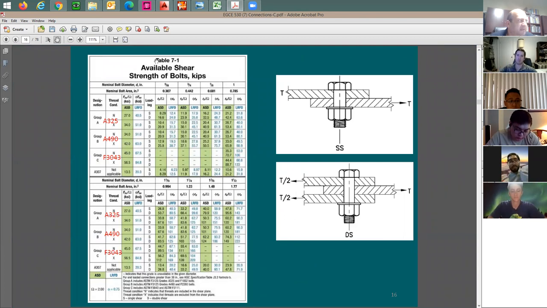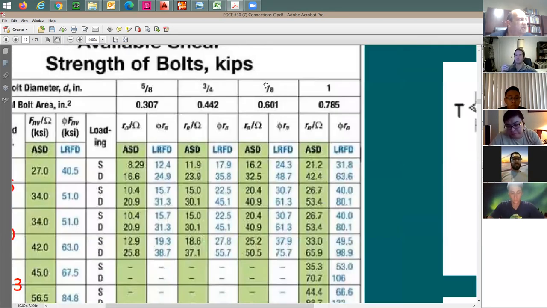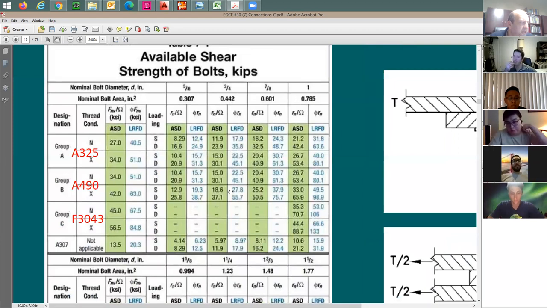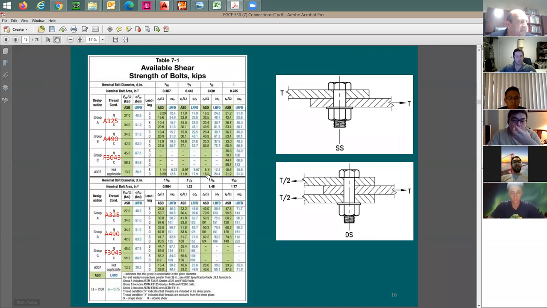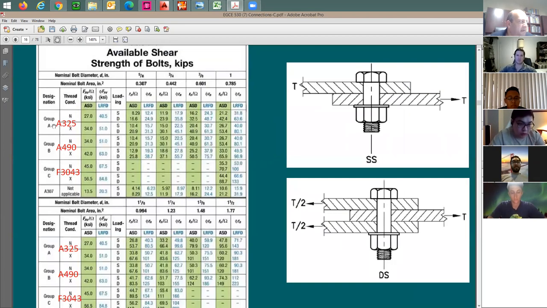We said that in this Table 7.1, the available shear is given directly to us. And this is actually going to be one table. You start here at 5/8 of an inch, and then you continue to 1 inch, and then 1 1/8 to 1.5. This piece of the table, you can just put side by side to this section of the table. Group A, like the A325, so I added the A325. As you see here, I added in red the A490, the F3043, and then the A307.